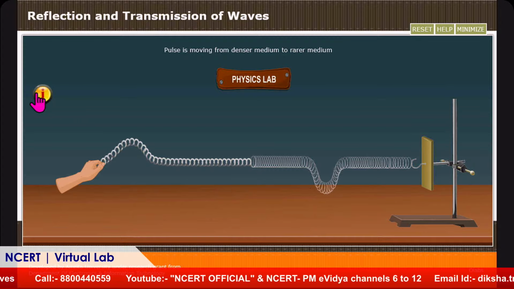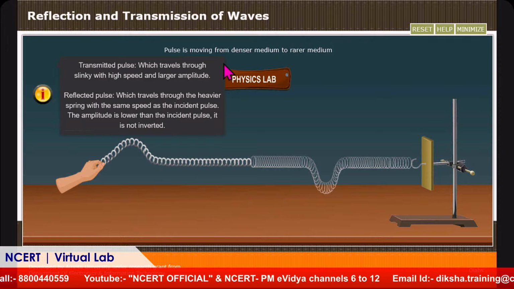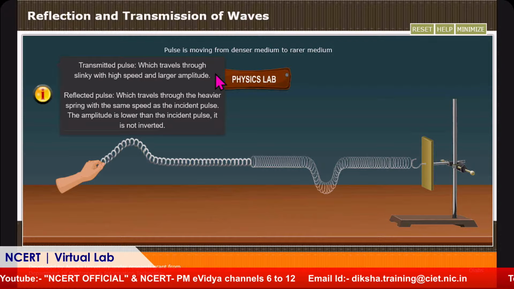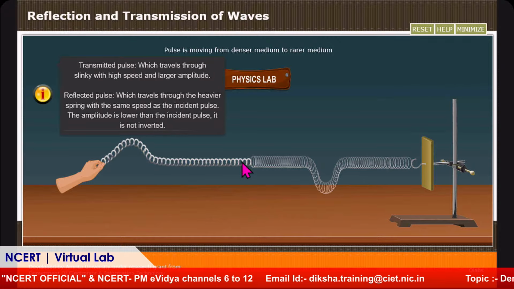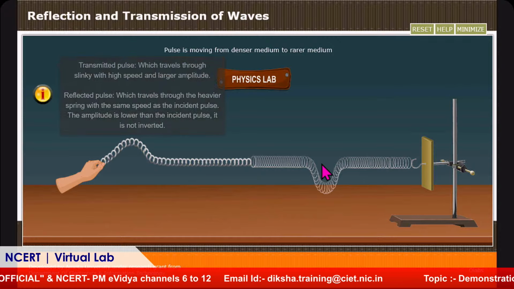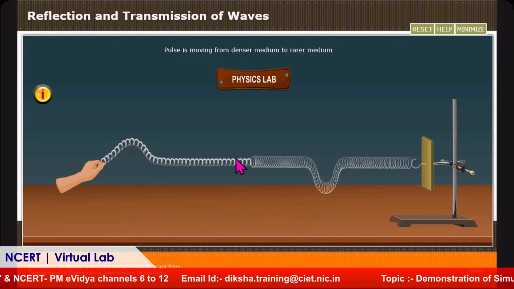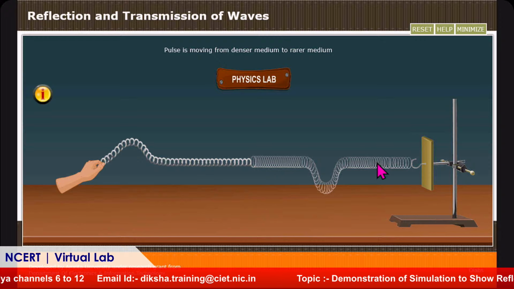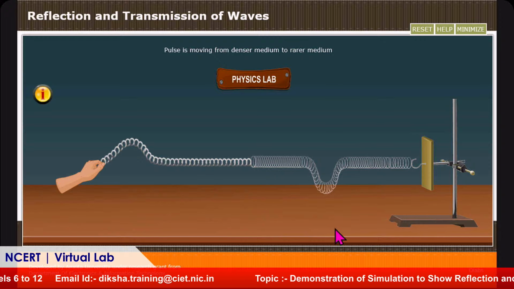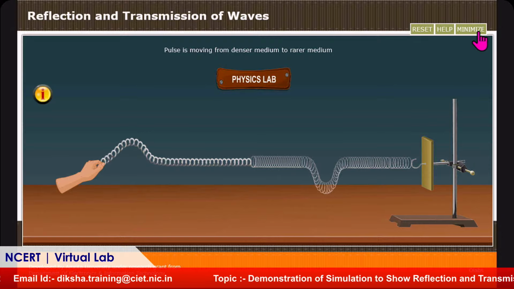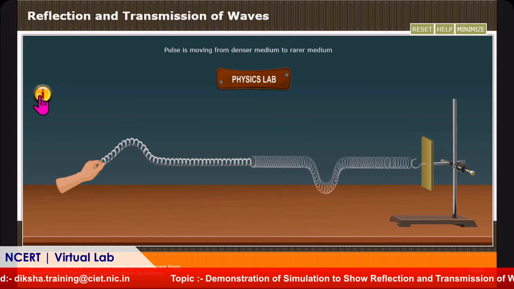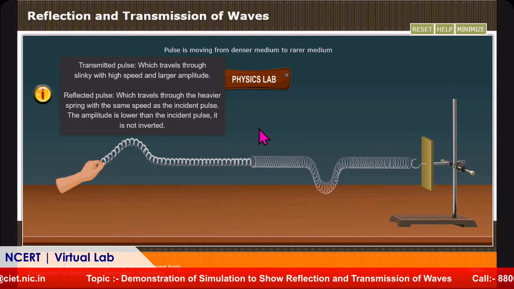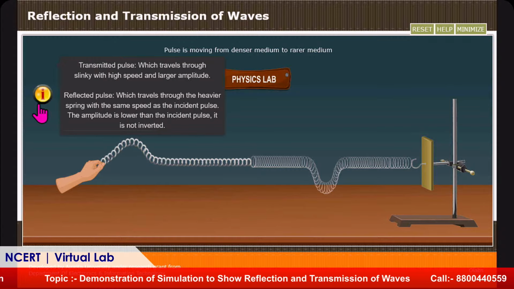So the conclusion the student can get from here is that the transmitted pulse travels through the slinky with a high speed and larger amplitude, because the medium changed from denser to rarer and less energy is now required. So when it travels from a denser medium to a rarer medium, automatically the amplitude gets increased. This is very interesting; students can do it on the go and learn very interactively using this virtual lab.